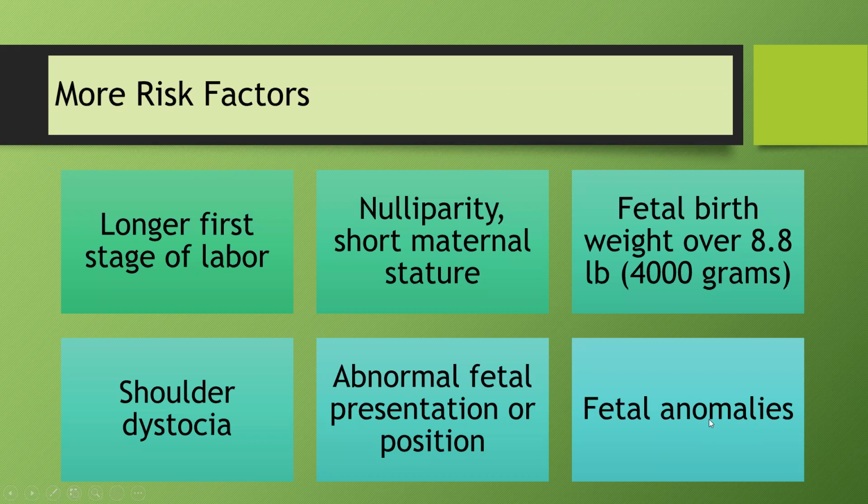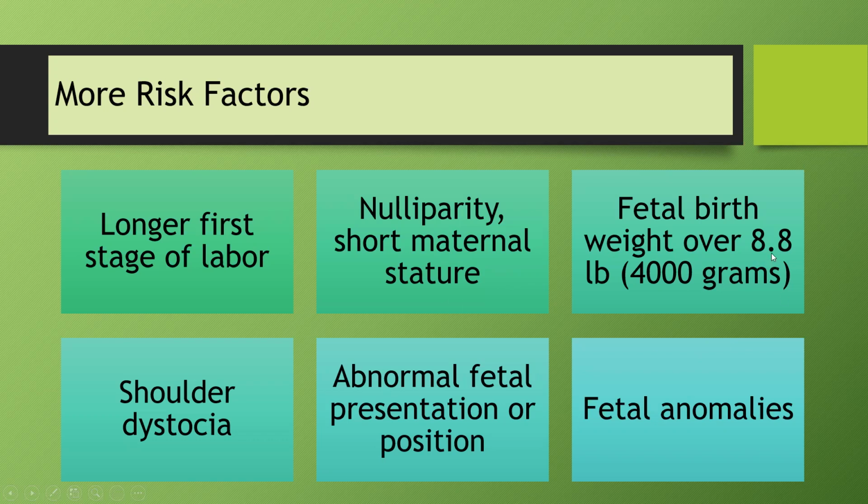If you have a longer first stage of labor, we are suspicious. That first stage is the dilation and effacement of the cervix. And so if that's longer than expected, we're suspicious that we might have a second stage dystocia. So we're on the lookout for that. Someone that has a short maternal stature or has never had a baby before could potentially have issue pushing their baby out. So we're always on the lookout for that.